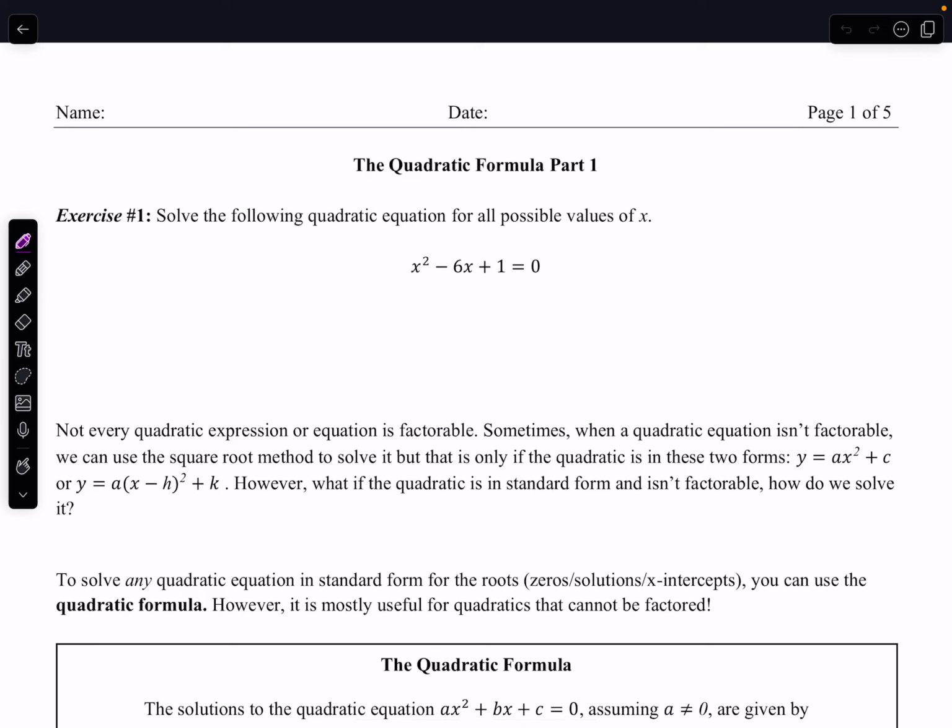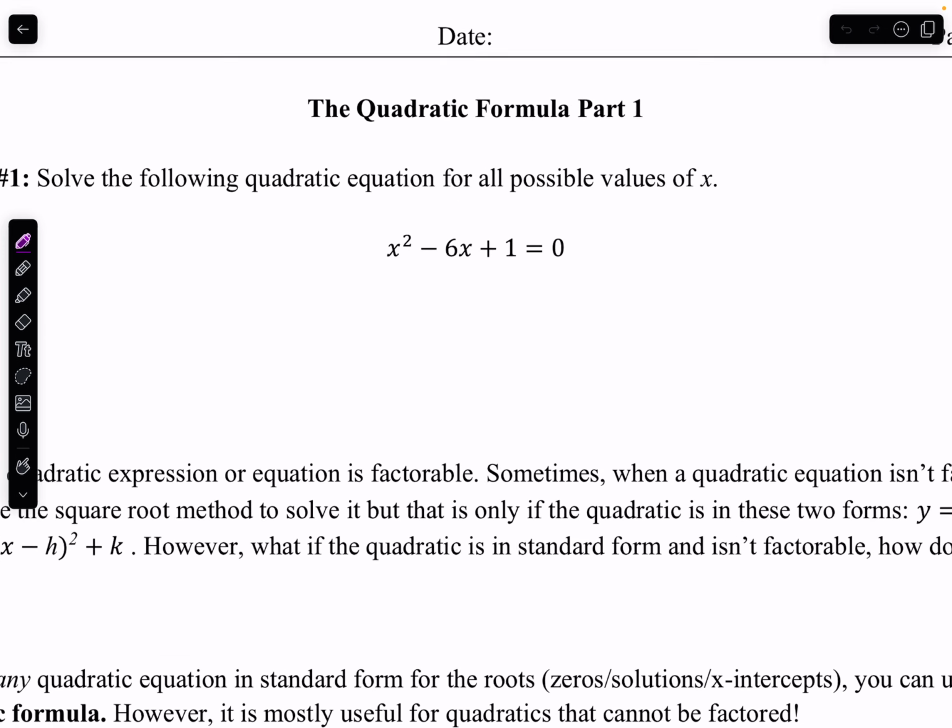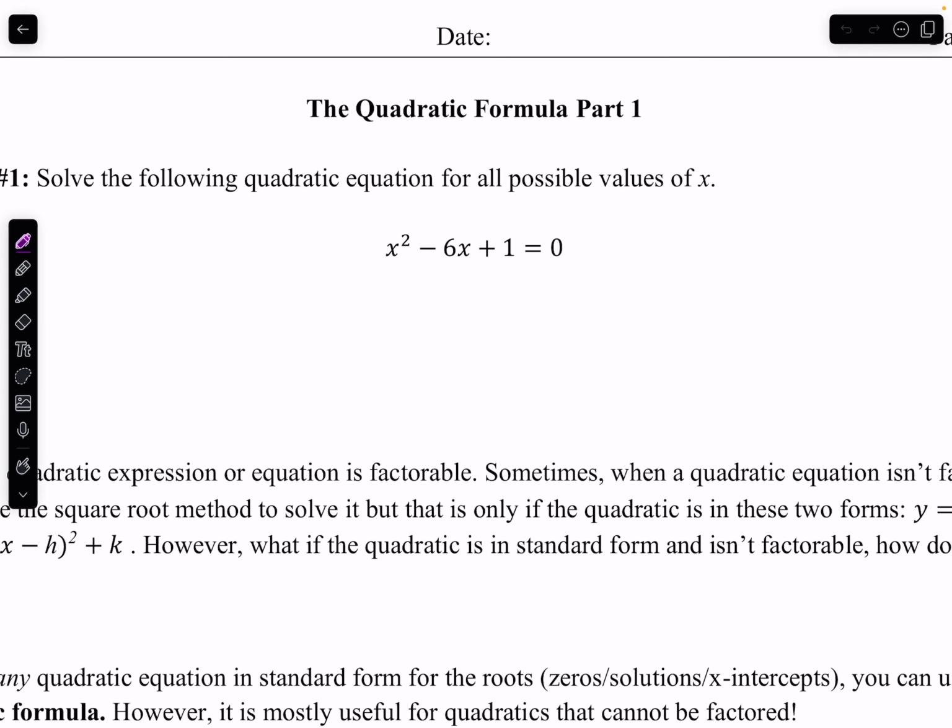Okay, we're going to look at something called the quadratic formula. And so we're going to start by saying we want to solve the following quadratic equation for all possible values of x.